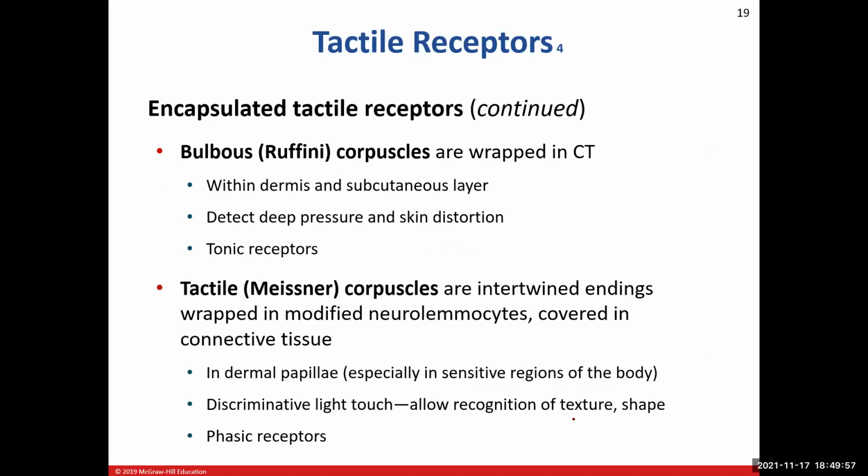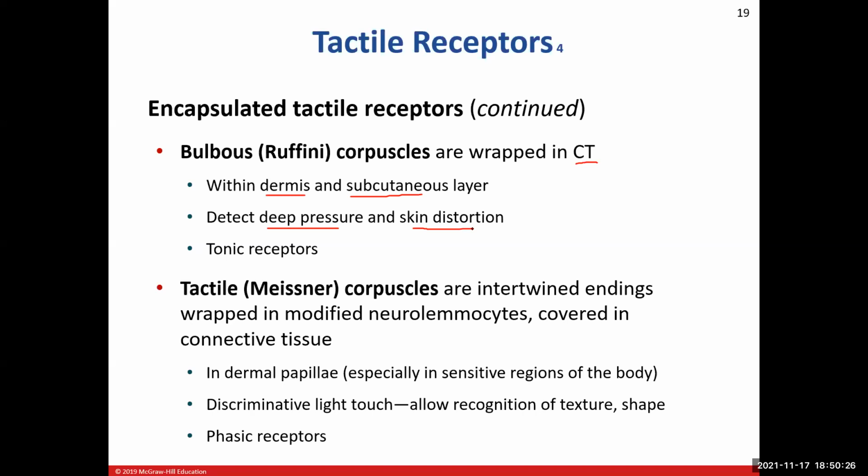Then we have our bulbous or Ruffini corpuscles. These are only wrapped in connective tissue, CT. We'll find this in the dermis and also in that hypodermis or subcutaneous layer. So again, we'll see deep pressure and skin distortion. Like for example, if someone were to grab your skin and kind of pull it away from your body and then release it, that's what we were discussing when we're talking about the skin distortion.